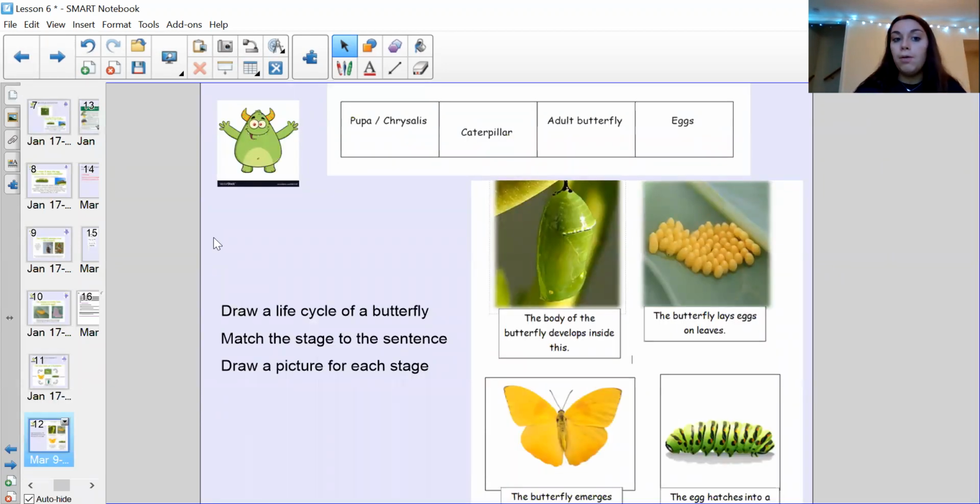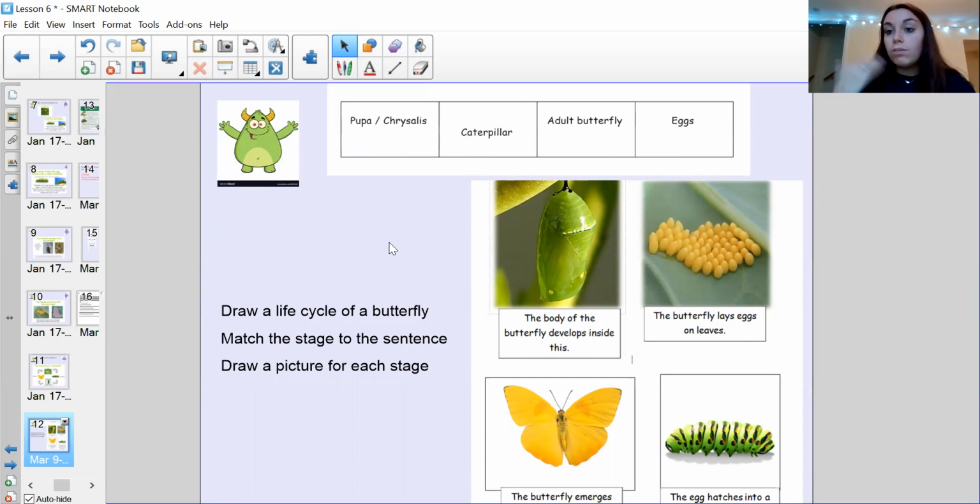Now, if you are usually 1 chili, you can now have a go at doing this task. I have given you each stage of our life cycle. You may go back in the video to have a look at the life cycle before. I would like you to draw me a life cycle using these 4 stages, and then you need to match up the picture and the text to those stages.